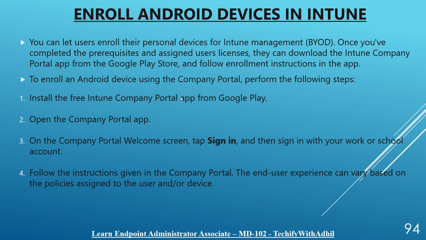First is install the free Intune Company Portal app from the Google Play Store. Then open the company portal app. In the company portal app, we need to sign in with our work or school account, the Microsoft account. Then follow the instructions in the company portal. The end user experience can vary based on the policies assigned to the user or to the device by the organization.